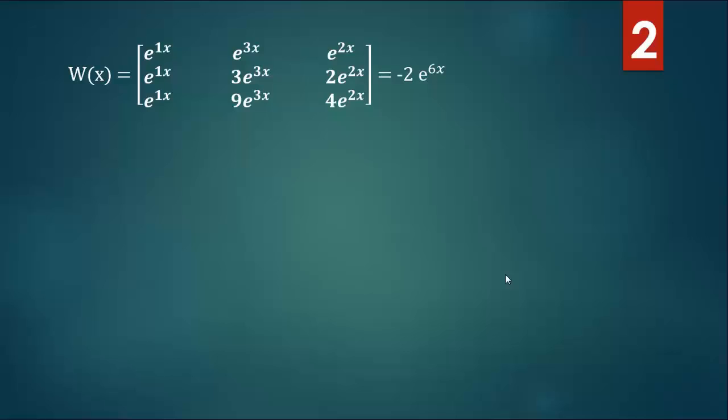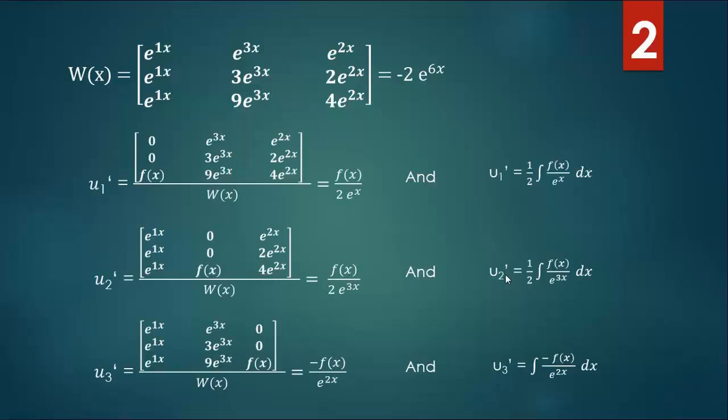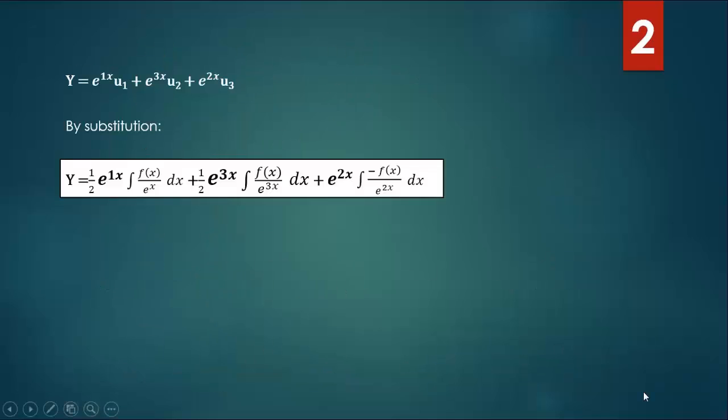The values of u sub 1, u sub 2, and u sub 3 are of this form. By replacing the values of u1, u2, and u3, we now have this equation as our formula for the particular integral of the earlier equation. So this is now the final answer.